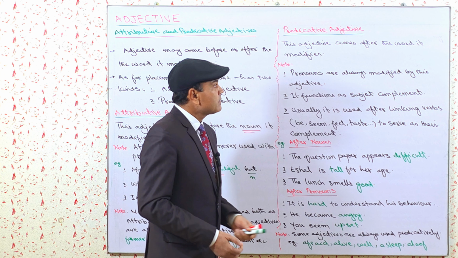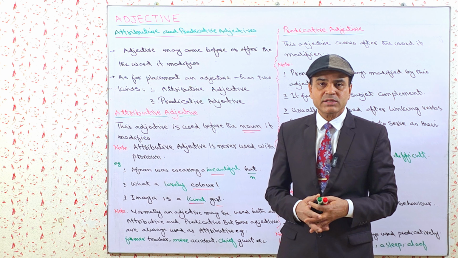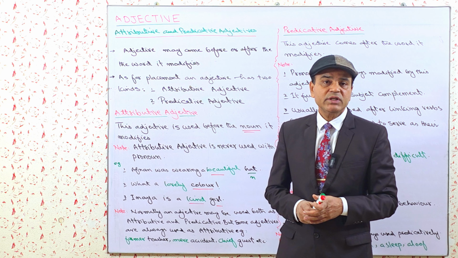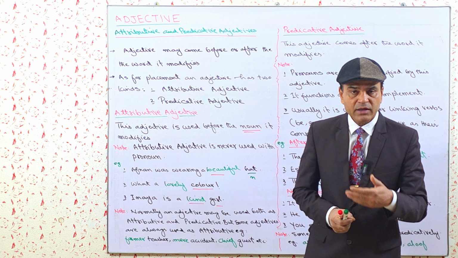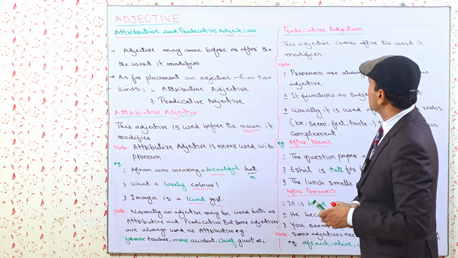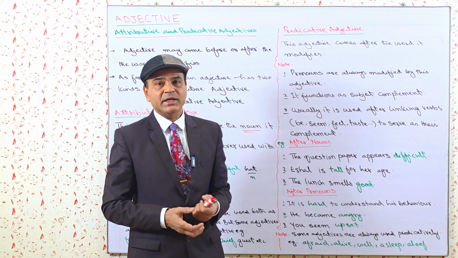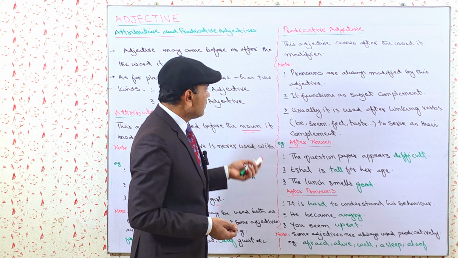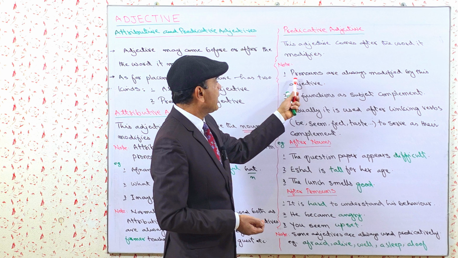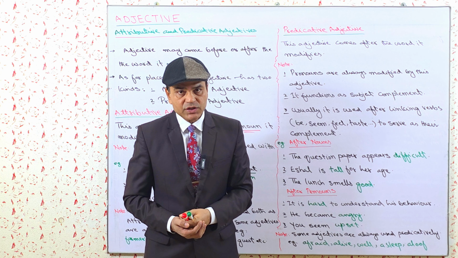Now let's talk about the predicative adjective. When I say predicative, you must recall the word predicate, which we discussed in the parts of the sentence in my previous videos. So a predicative adjective is the adjective that is used after the word it qualifies. Then the first point that needs to be noted: pronouns are always modified by predicative adjectives.